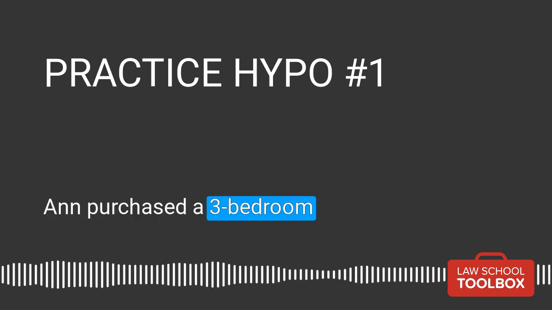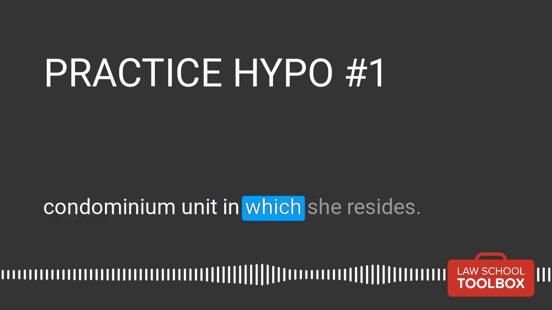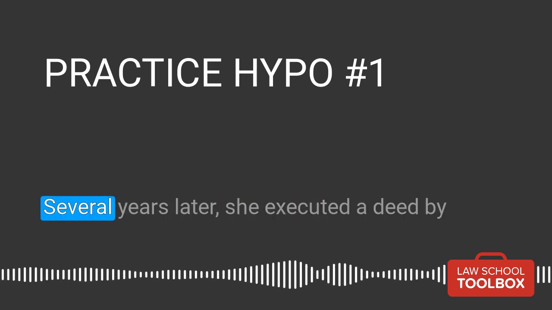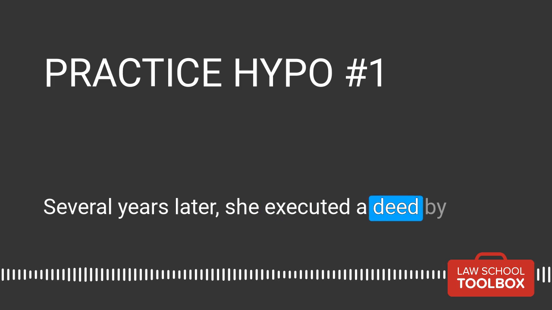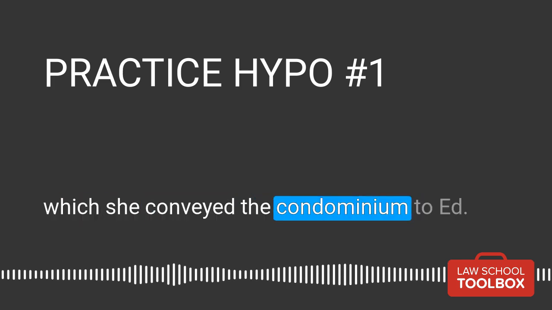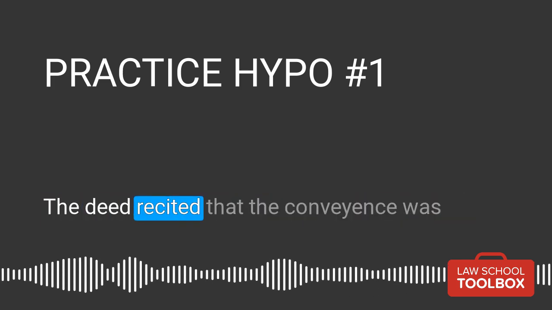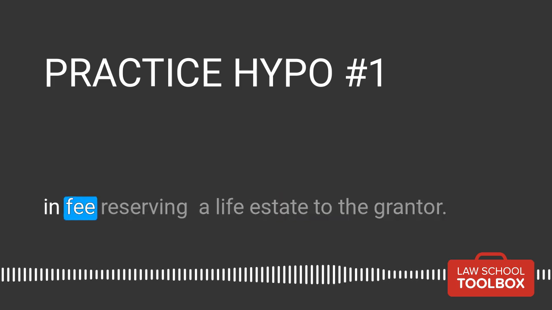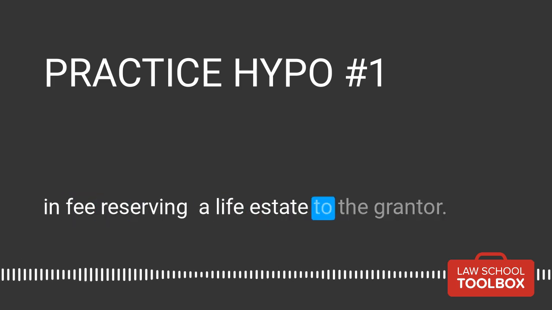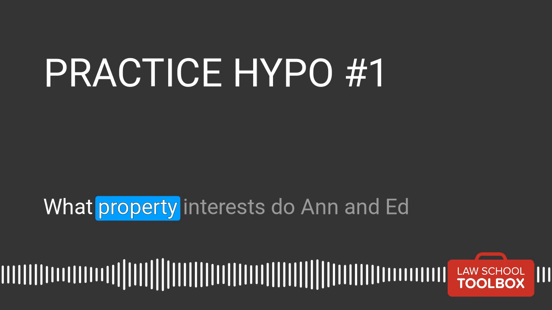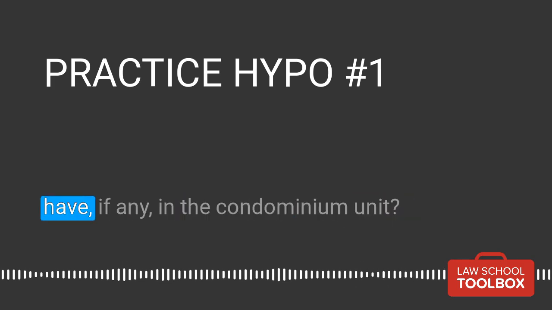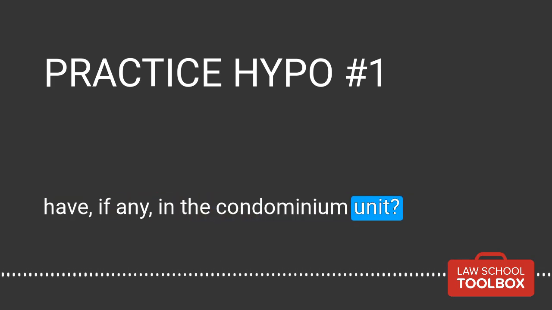Anne purchased a 3-bedroom condominium unit in which she resides. Several years later, she executed a deed by which she conveyed the condominium to Ed. The deed recited that the conveyance was in fee reserving a life estate to the grantor. What property interests do Anne and Ed have, if any, in the condominium unit?